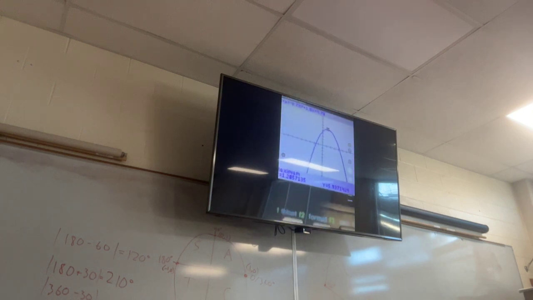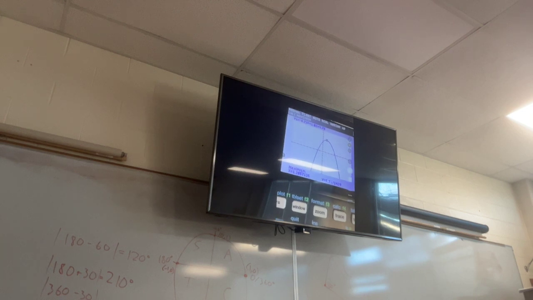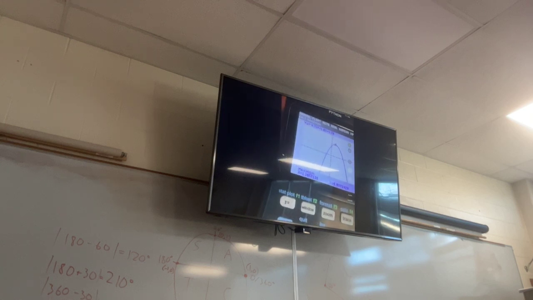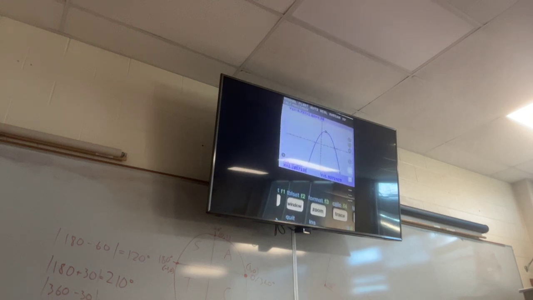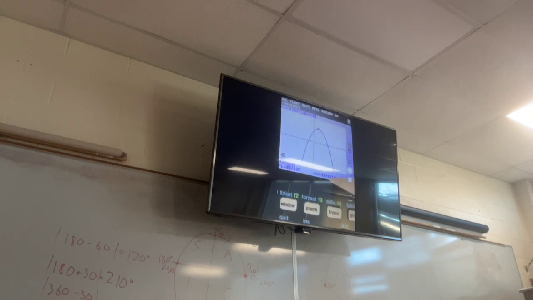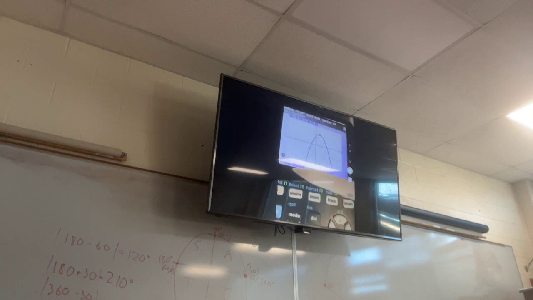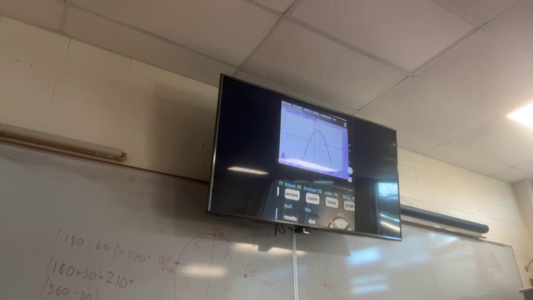There you go. So I get 1.28, 5.94. Which one's my answer? They want the maximum height. Is the x my answer or my y? Y. Okay. So it's y because y is my variable that represents height. X represents what? Time. It's time. So the maximum height is going to be my y. 5.94.